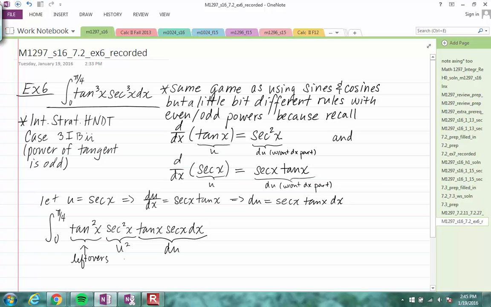Because we had the power of tangent being odd, that implied with our u sub here being secant, when we take the derivative, there's going to be a tangent present in that du that's accounted for. So we separated that, which makes the leftovers of the power of tangent being even. And so that's what's going to work to our advantage here, because we have an identity that has to do with when tangent is squared. So the identities that you need to memorize from this section again are the two Pythagorean identities.